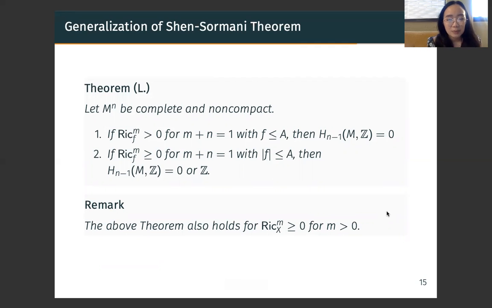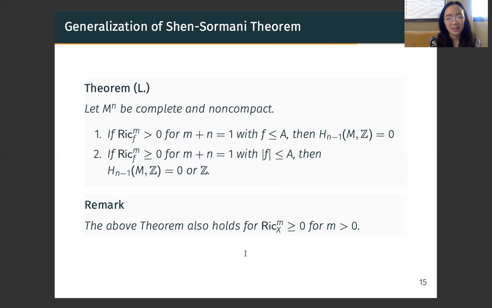So if M is complete and non-compact, and if Ricci f^m is positive for m plus n equals 1, with f bounded above by a constant, then the n minus 1 integer homology is 0. And if Ricci f^m is non-negative for m plus n equals 1, with f bounded above and below, then the integer homology is 0 or Z. And here's a remark that this above theorem also holds for Ricci X^m non-negative for m positive. So this is the non-negative, non-gradient Bakry-Emery-Ricci curvature for m positive. So this also holds.